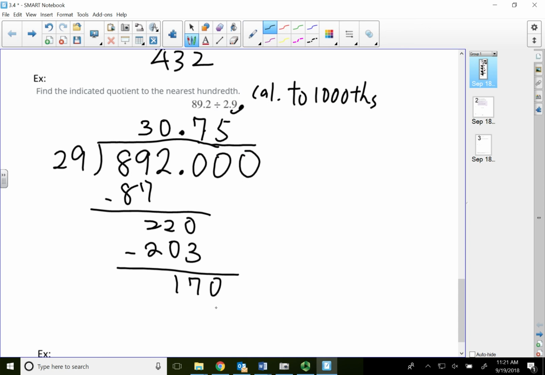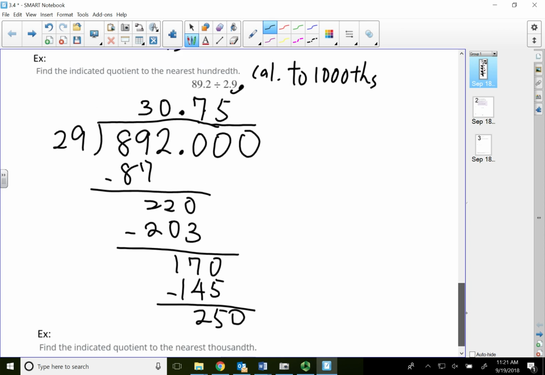5 times 9 is 45, carry 4. 5 times 2 plus 4 is 14, subtract, that's a 5. 6 minus 4 is 2. All right, bring down the 0.